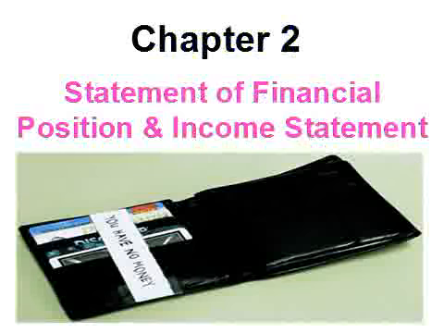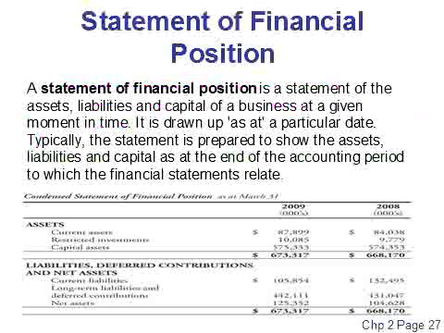Chapter 2. Statement of Financial Position and Income Statement. Statement of Financial Position. A statement of financial position is a statement of the assets, liabilities and capital of a business at a given moment in time. It is drawn up as at a particular date. Typically, the statement is prepared to show the assets, liabilities and capital as at the end of the accounting period to which the financial statements relate.